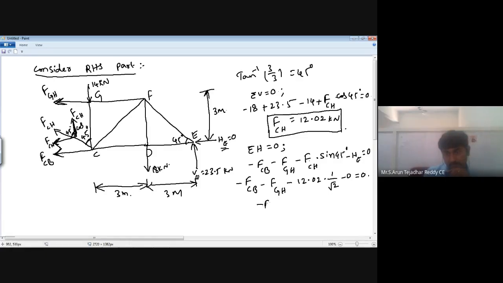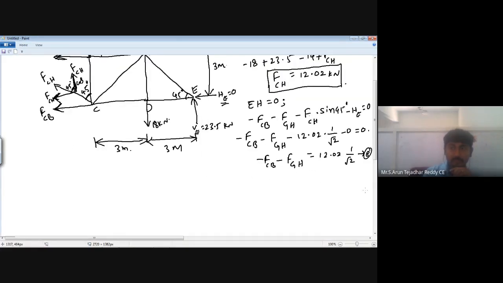We can write it as minus FCB minus FGH equal to 12.02 into 1 by root 2. Then it is equation B. Here FCB and FGH are the unknowns. So apply another equilibrium equation, the summation of moments about any one point taken as a reference.